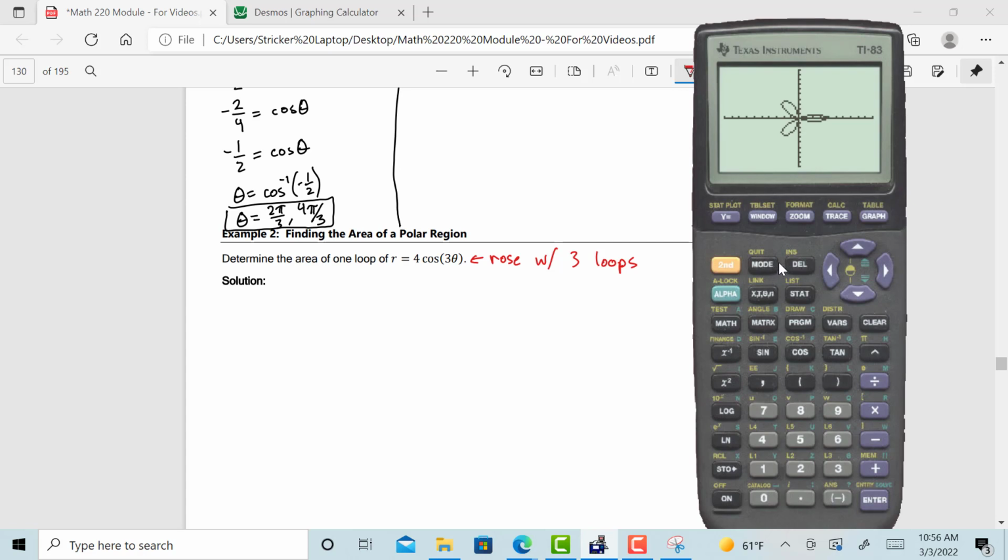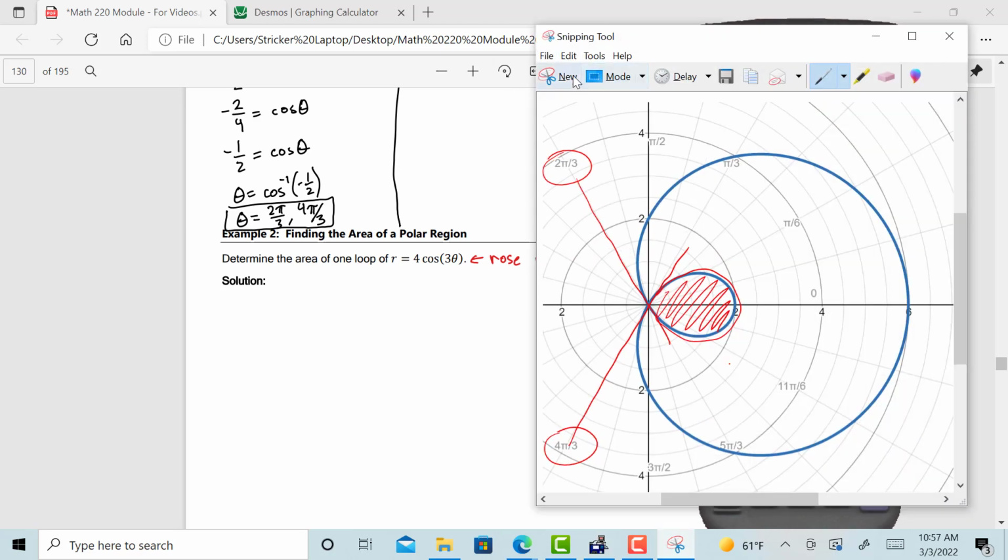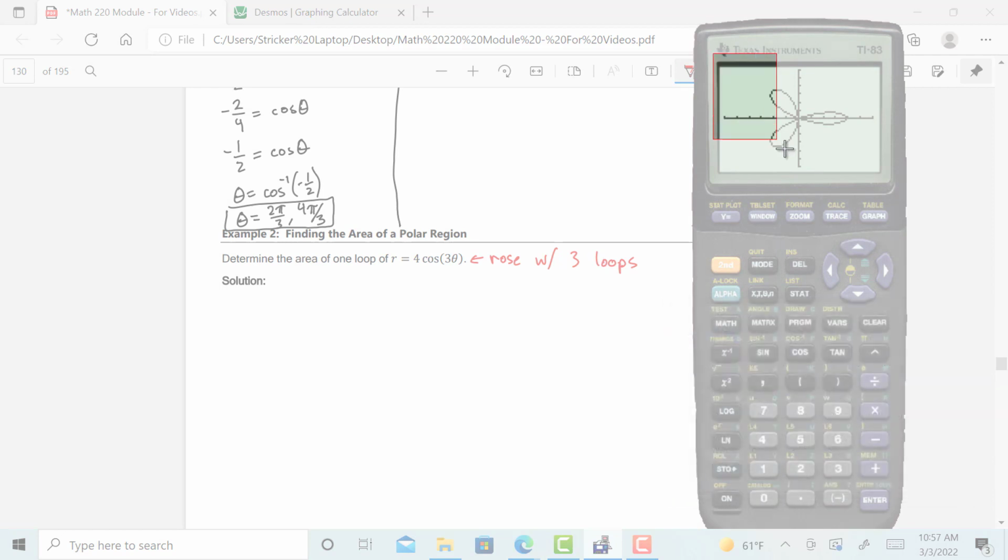So, you know, I still don't love the fact that this is so small. We don't need it necessarily to go from -10 to 10. How about if we go like -6 to 6, and we'll go -6 to 6 in the x and the y direction. And let's do graph now. Okay, now we got a little bit of a bigger picture. And I'm going to go ahead and take a screen capture of that graph here.